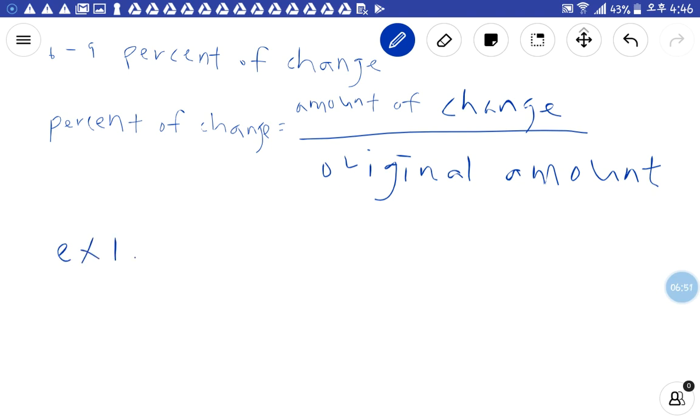Find the percent of increase from 4 to 7.5. They already said this amount is increased, and you can easily tell that because from 4 to 7.5, your number got bigger. So I can say this one is going to be an increase. So the amount of increase, how much did it increase? How can we get it?